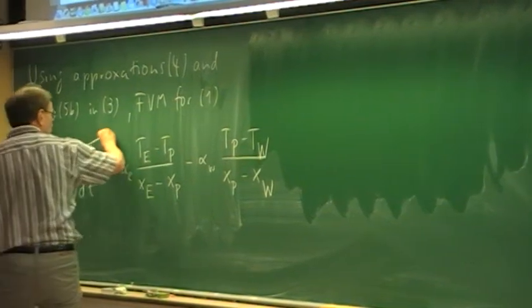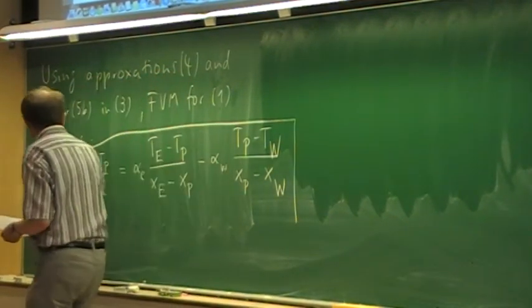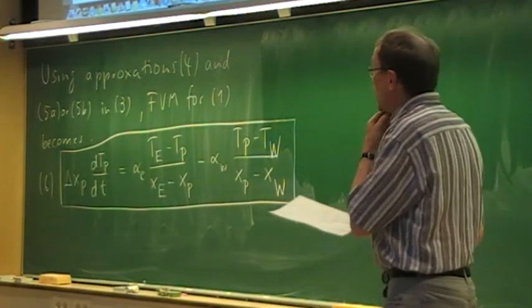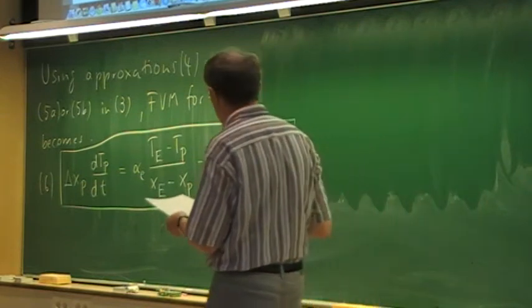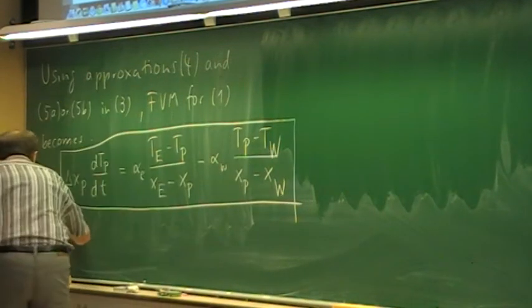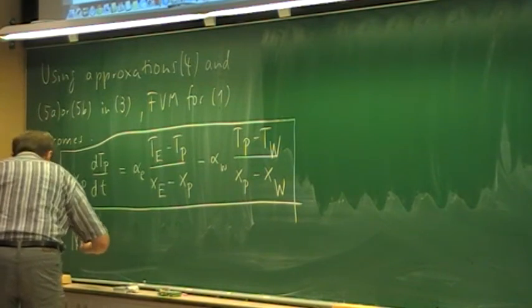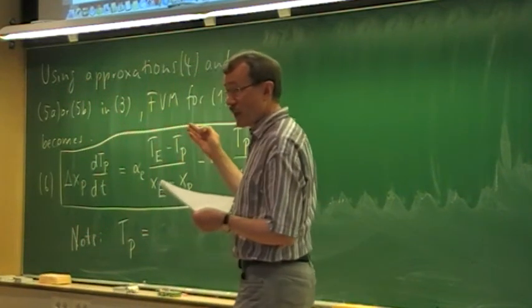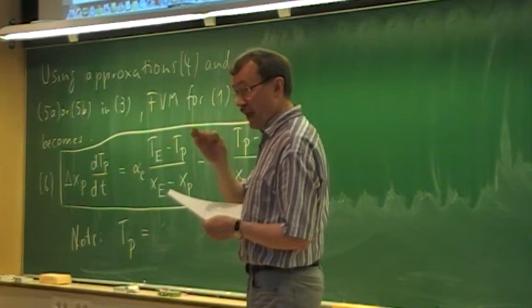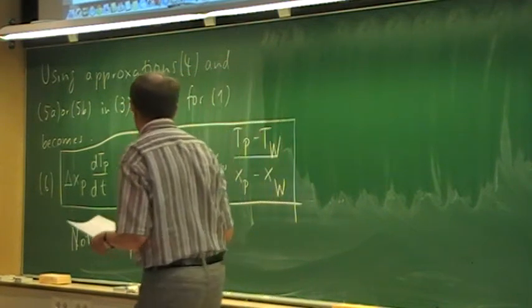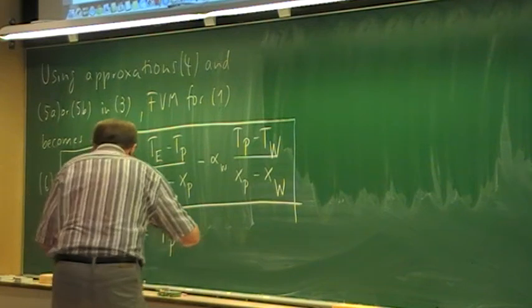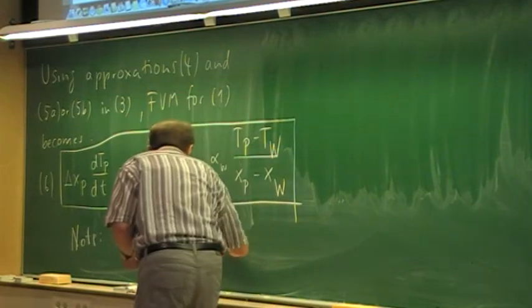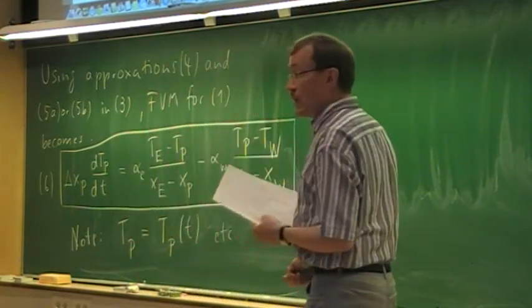So that is then our finite volume approximation that we get for the 1D heat equation. And what we should remember is that the TP appearing here is the approximation to the cell average, but it's still time dependent. So we are still continuous in time. It's dependent on time, and the same applies for TE and for TW.